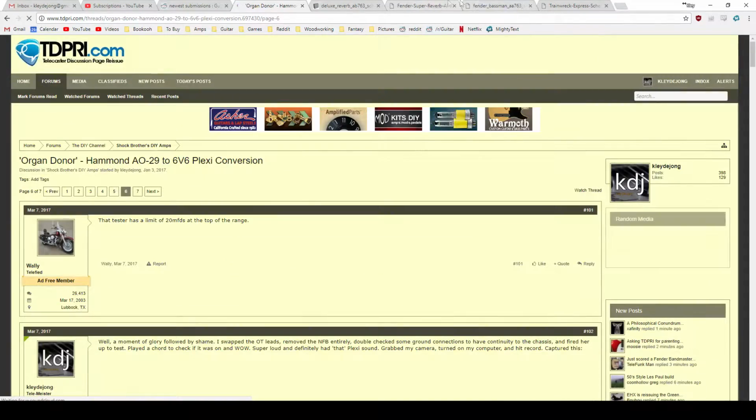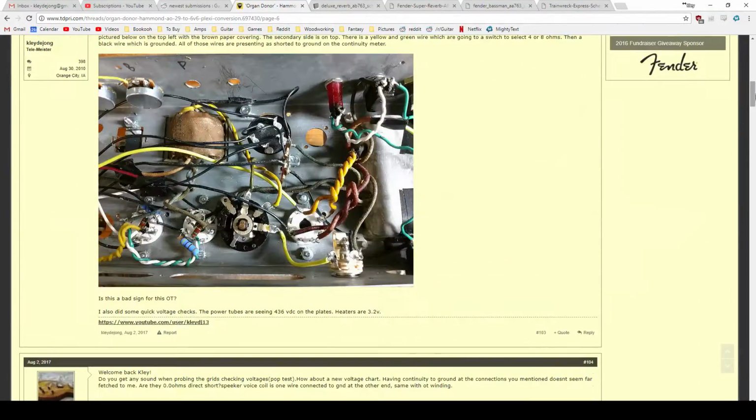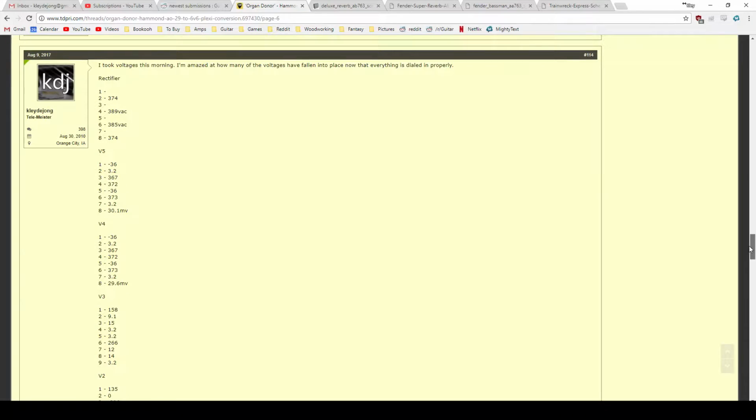Now, if I look at something like a Super Reverb, you can see there's 460 volts on the plates of the 6L6GCs. So I was thinking, well, we're more in that ballpark. So I put 6L6s in, and what do you know? For some reason, that brought my voltages down. I don't know if the difference is because the stock Hammond AO-29 amp has a lot more tubes, so there's a lot more current being drawn, and having more tubes drawing more current brings down the voltage. I'm not really quite sure, and if you have any insight, I'd really appreciate it.